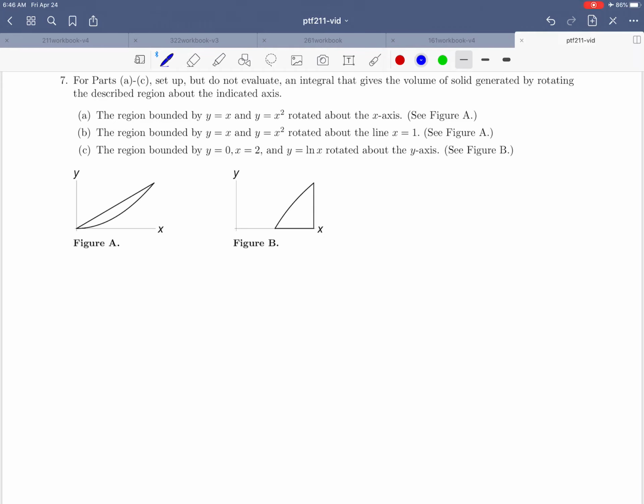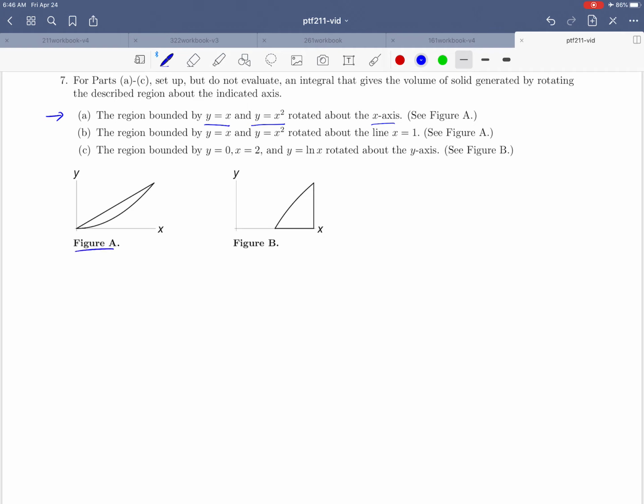Hello everybody and welcome to exercise 7, and this is going to be an exercise in finding volumes of solids of revolution. We're going to do this in 3 videos because there are 3 parts to this problem. The first part is asking us to find the volume of the solid region that we get if we rotate the region bounded between the line y equals x and the parabola y equals x squared about the x-axis. Okay, so this refers to figure A.